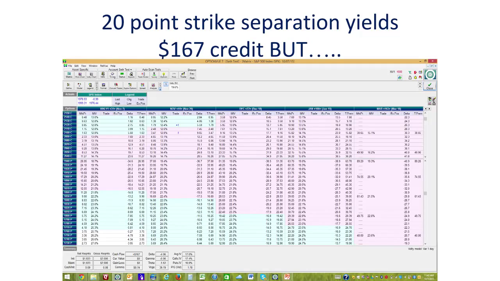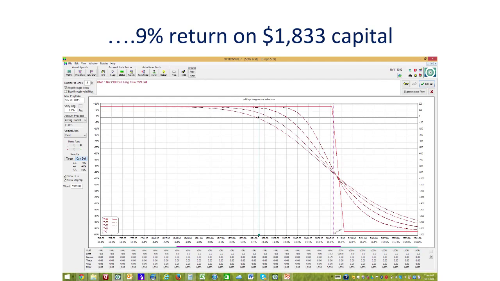So then you ask yourself, well, hey, if I go one further strike out, let's say I go up to 2120, look how much more credit I can receive: $167 of credit. So why wouldn't you do that? One major reason is that instead of eating up $902 in capital, you're actually eating up $1,833 in capital and getting $167. So you are getting more credit, but you're also eating up more capital. So you have to do the return calculation, and it actually shows that even though you're getting more credit, you're getting a lower return.